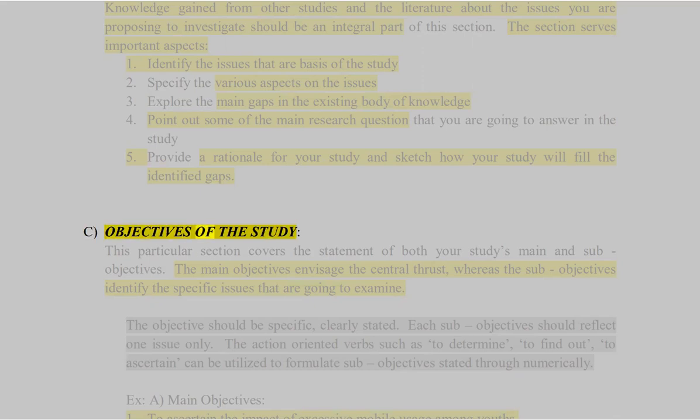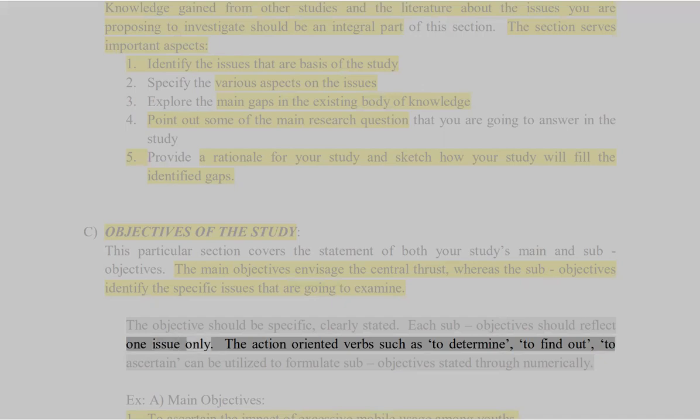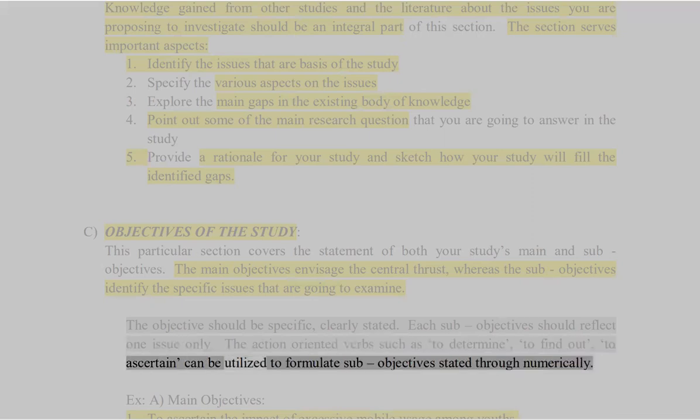C. Objectives of the study. This particular section covers the statement of both your study's main and sub-objectives. The main objectives envisage the central thrust, whereas the sub-objectives identify the specific issues that are going to be examined. The objectives should be specific and clearly stated. Each sub-objective should reflect one issue only. Action-oriented verbs such as to determine, to find out, to ascertain can be utilized to formulate sub-objectives, stated numerically.